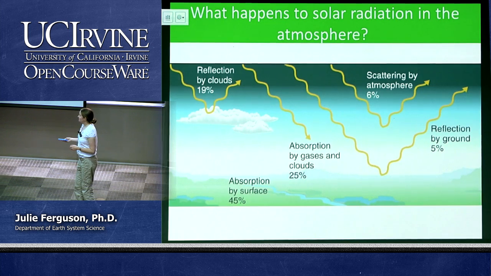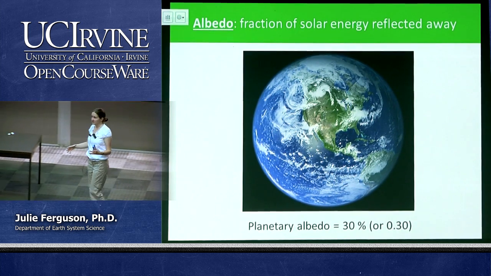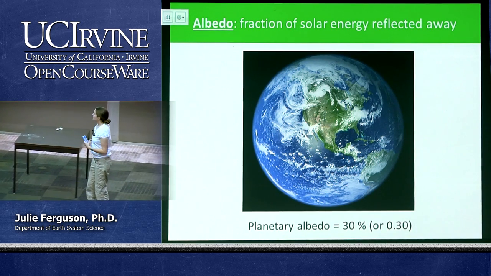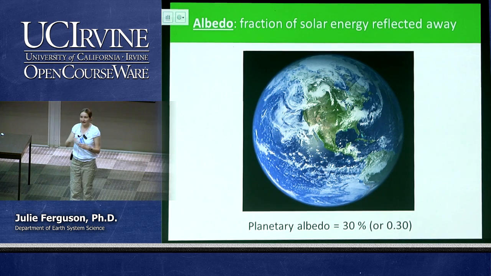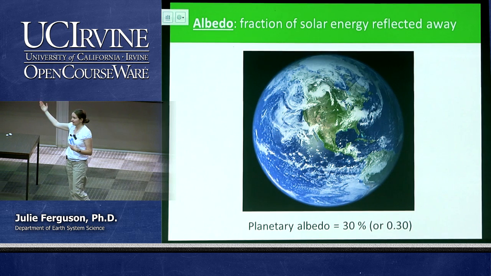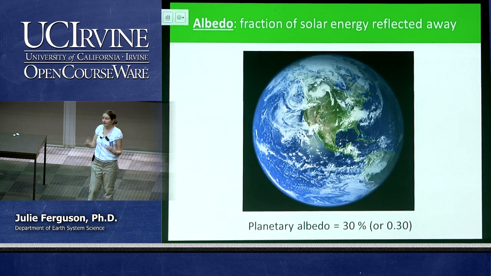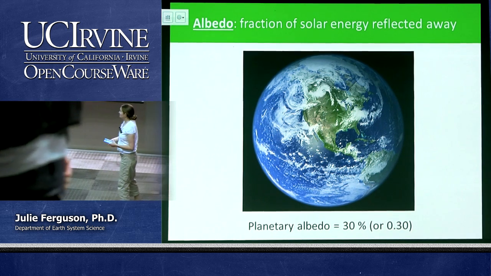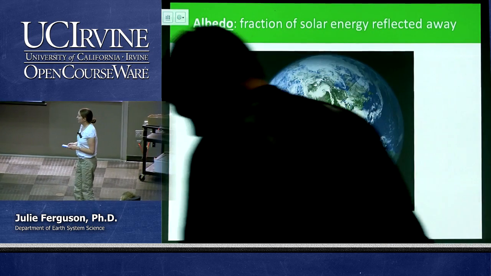So the word we use for this is albedo. If we're absorbing 70%, we're reflecting away 30%. And that's what we call our planetary albedo, okay? Basically, albedo is just a word for the fraction of incoming radiation that's reflected away. And it's reflected away, and so it doesn't have any part in heating up the Earth, okay? So our planetary albedo is 30%, or it's sometimes written as 0.3. Either of those is fine, okay?